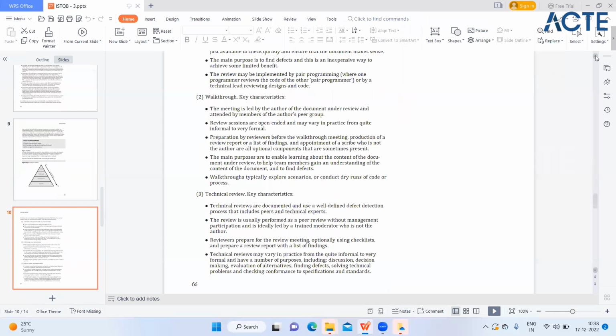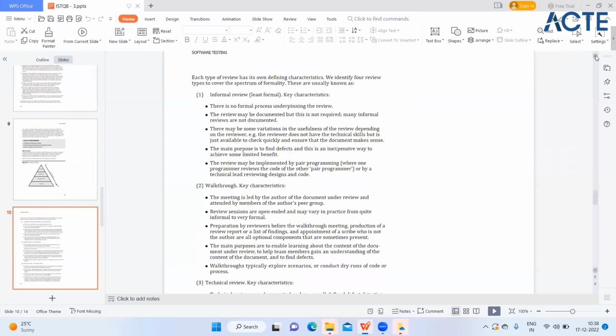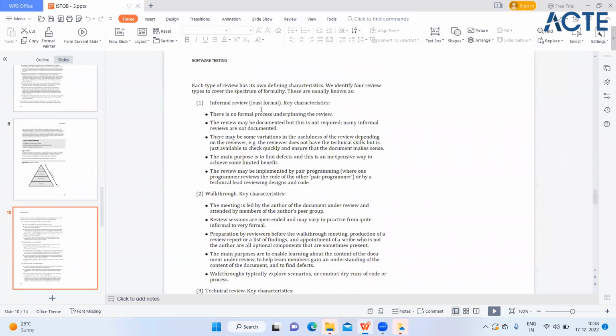Now this is the detailed explanation. Informal review, least formal key characteristic. There is no formal process underpinning the review. So when we were checking that first or second slide, this formal word has come, and I told you, mainly when we have less time and we are not having any kind of formal meetings, then we'll be following this informal review.